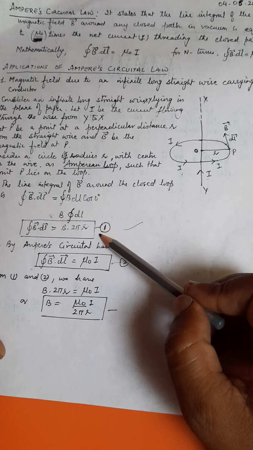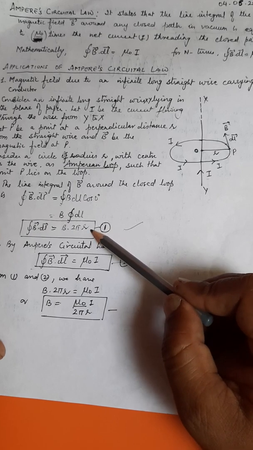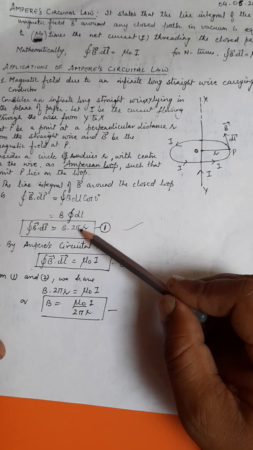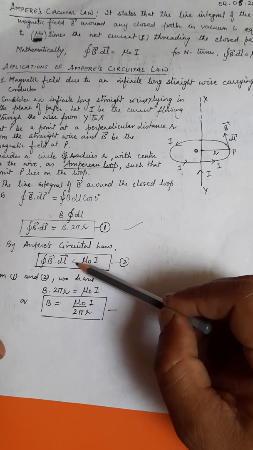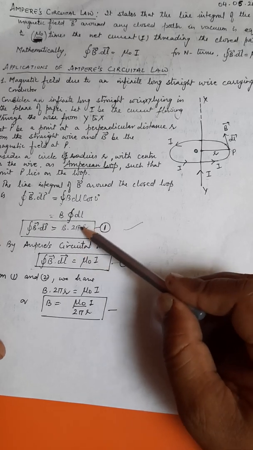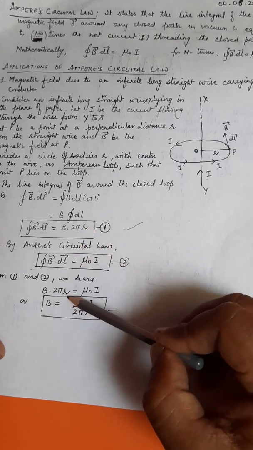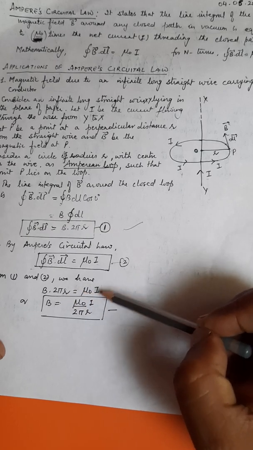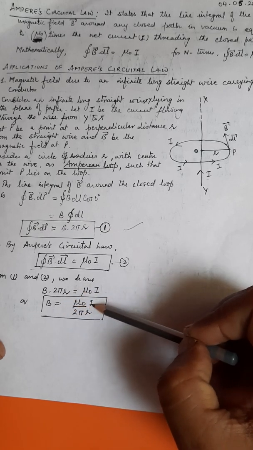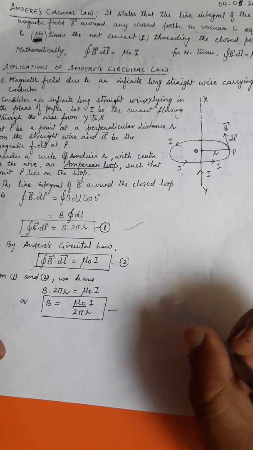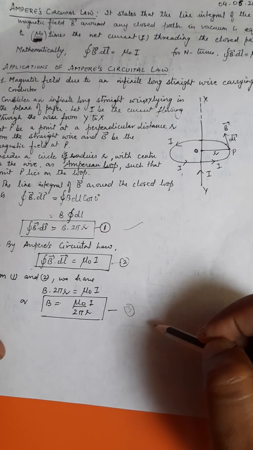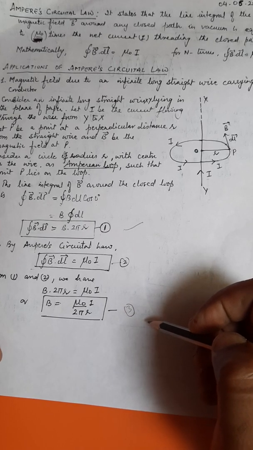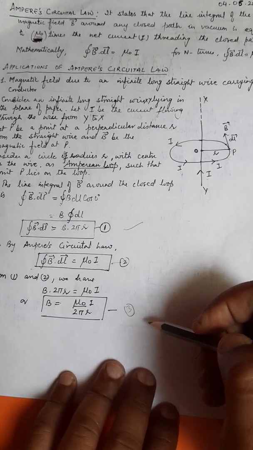First we have found the magnetic field by using the integration, and second by using the Ampere circuital law. Now both are equal, so equating them we will have B times 2 pi r is equal to mu naught I. So B is equal to mu naught I by 2 pi r. This is the result for the magnetic field at a point due to an infinite straight current carrying conductor.